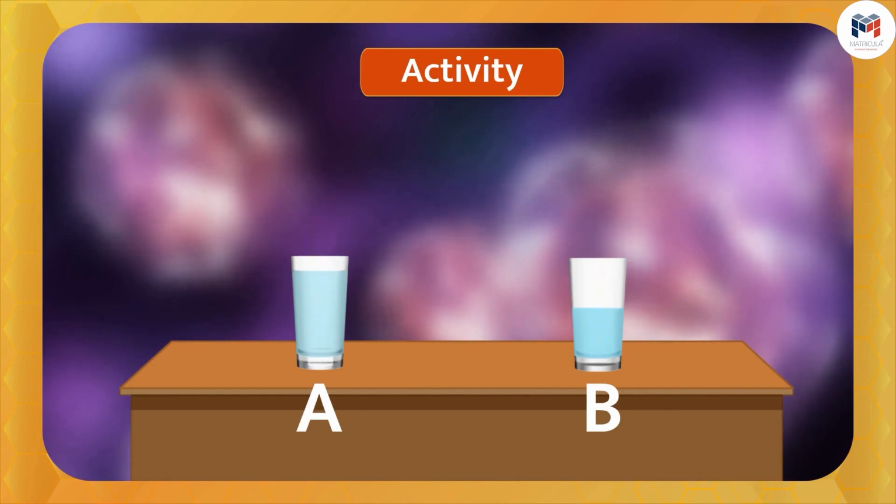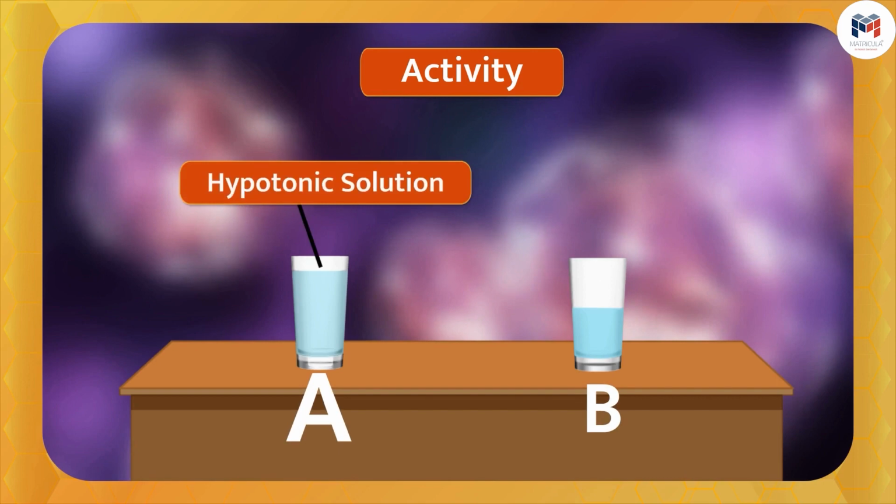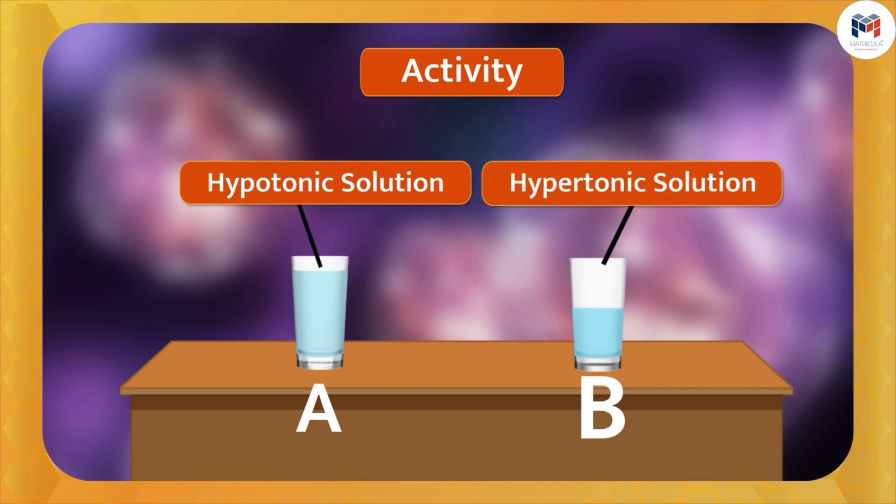Now, if both these solutions are compared, the concentration of water in glass A is higher than that of glass B. So, the solution of glass A will be called a hypotonic solution. While the concentration of water in glass B is lower than glass A, the solution of glass B is called hypertonic solution.